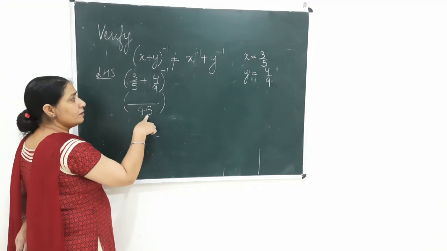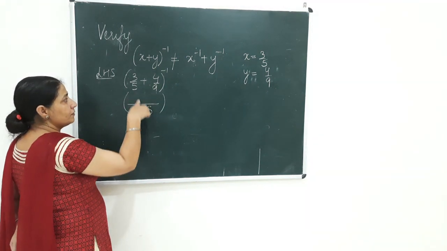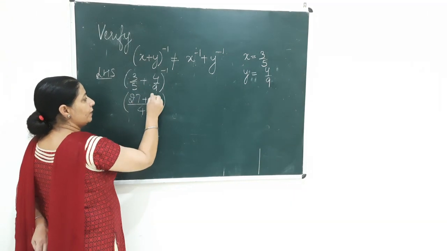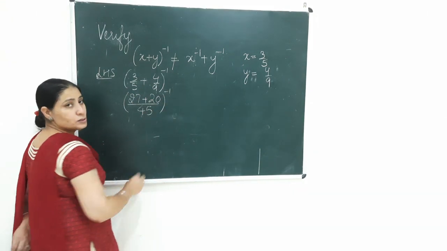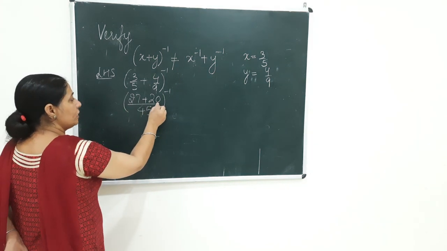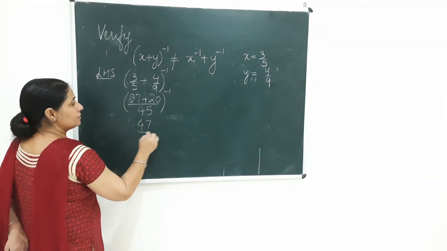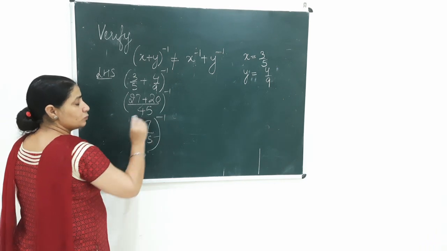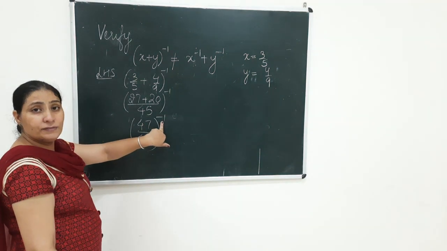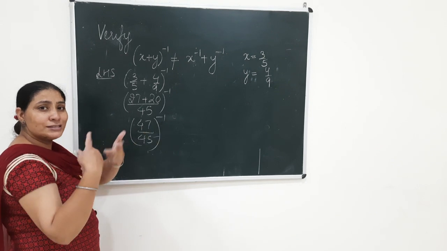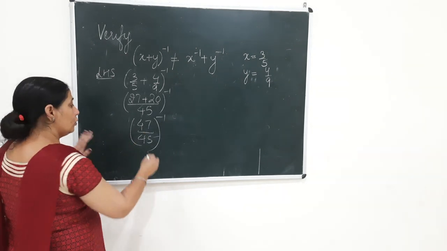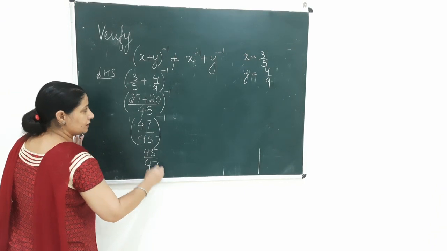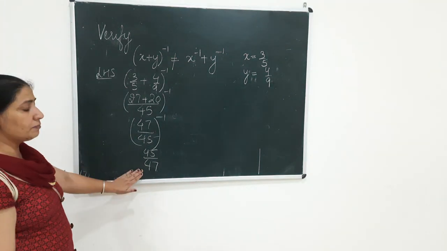So 5 9s are 45. Now 5 9s are 45, 9 3s are 27, 9 5s are 45, 5 4s are 20, raised to power minus 1. So 27 plus 20, what is this equal to beta? This is equal to 47 by 45 raised to power minus 1. You know that whenever the power is negative, you just reciprocate it and get the positive. So reciprocal this, what will it become? 45 by 47. So my left hand side is giving me this result.